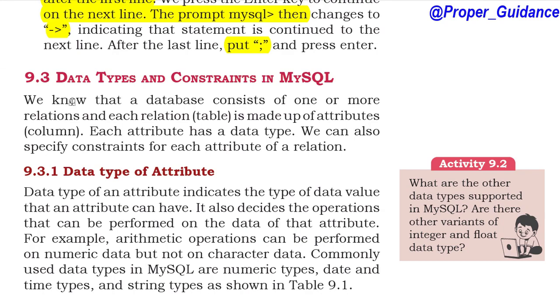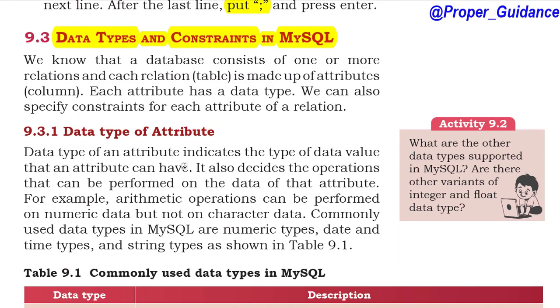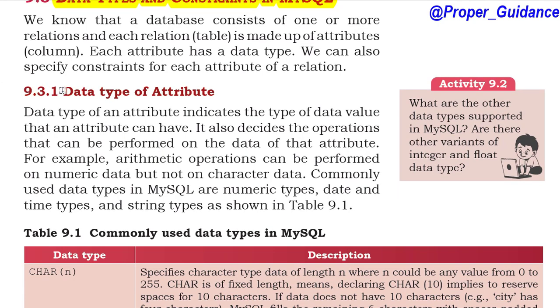Now, data types and constraints in MySQL. We know that a database consists of one or more relations and each relation is made up of attributes. Each attribute has a data type. We can also specify constraints for each attribute of a relation. Data type of attribute. The data type of an attribute indicates the type of data value that an attribute can have. It also decides the operations that can be performed on the data of that attribute.